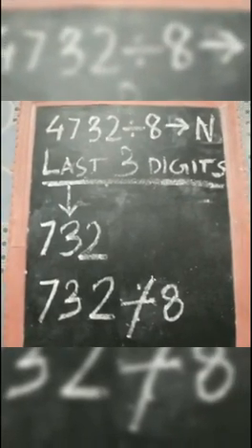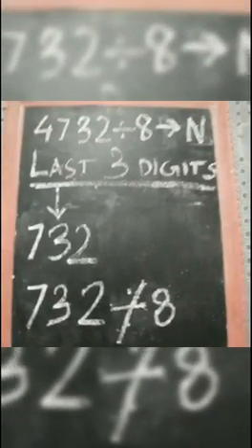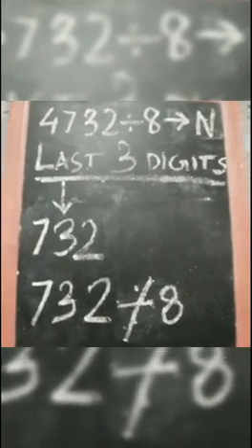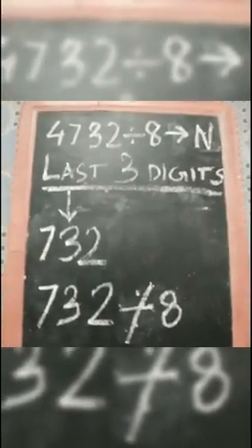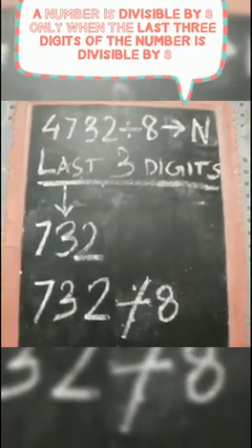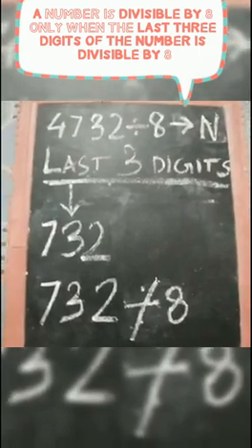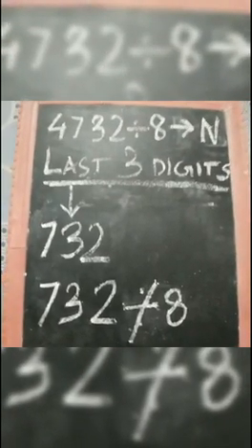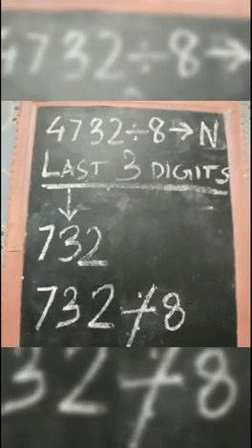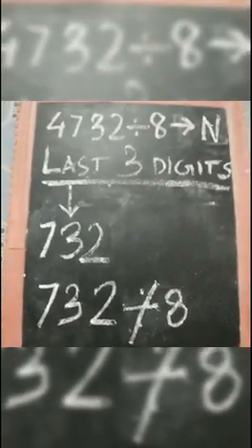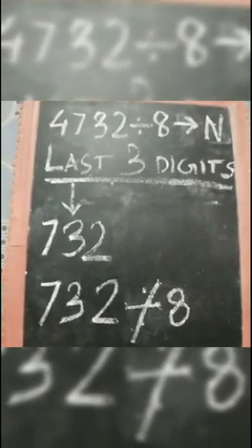So the rule of divisibility by 8 is a number is divisible by 8 only when the last 3 digits of that number are divisible by 8. Okay. In this way you can find out whether a number of 4 or more digits is divisible by 8 or not. Now, can you solve whether 6440 is divisible by 8 or not? Okay, we will solve it together.